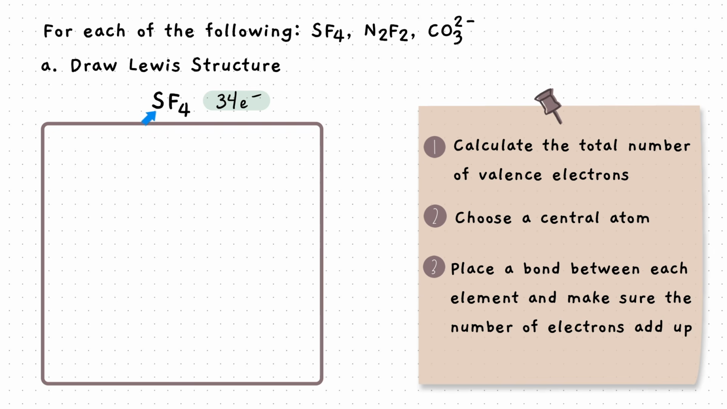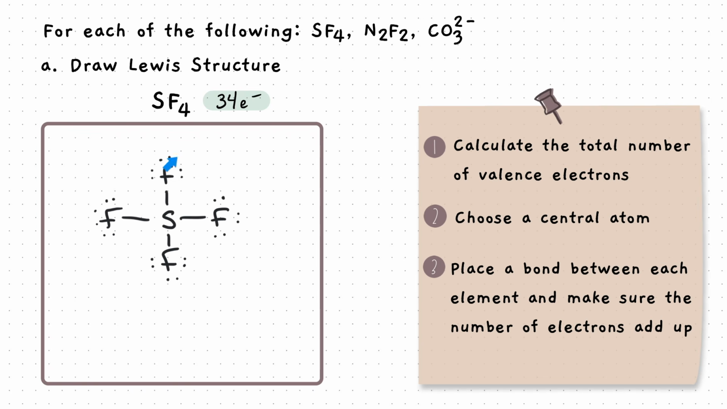Since there's only one sulfur, this is our central atom, and it's surrounded by 4 fluorines. Next, we'll place a bond between each element and make sure the number of electrons add up to 34. So far, we have 8 electrons since each bond consists of 2 electrons. We'll place 3 lone pairs for each fluorine. This accounts for the 7 valence electrons fluorine has. We currently only have 32 electrons.